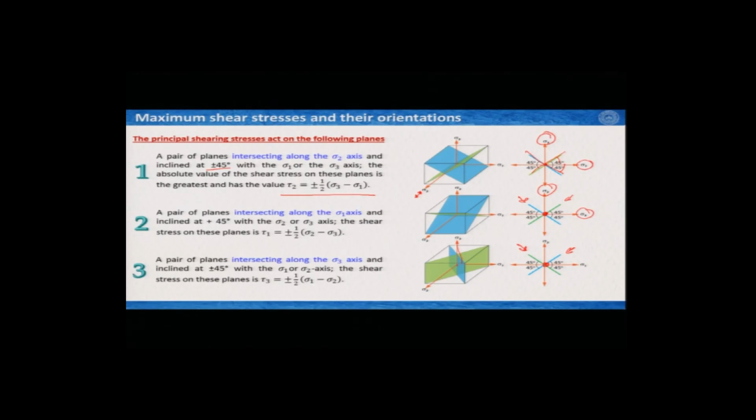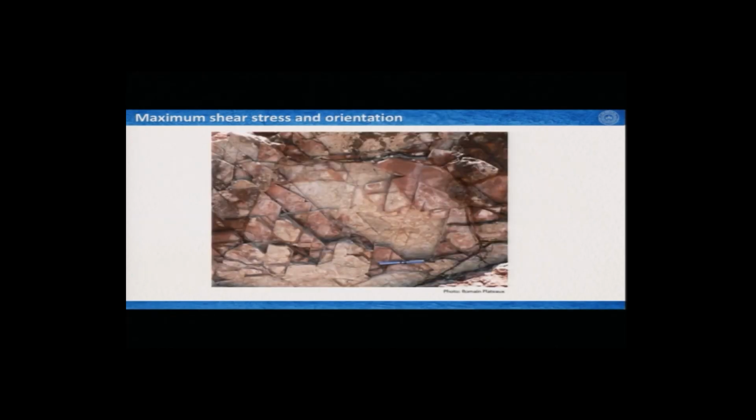Now, from this discussion it may sound a little abstract, why you would have these 2 planes intersecting along a particular principal stress and its orientation, and then why it has to be 45 degrees. These are theoretically calculated, but do we see this in nature? The answer is yes. So, here I have a few examples for you.